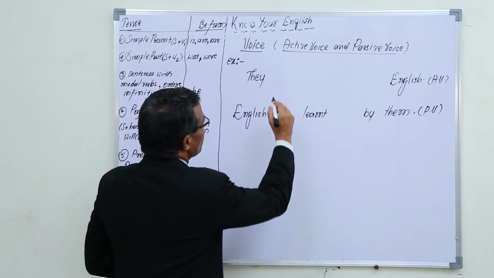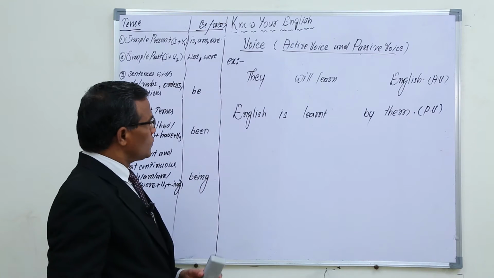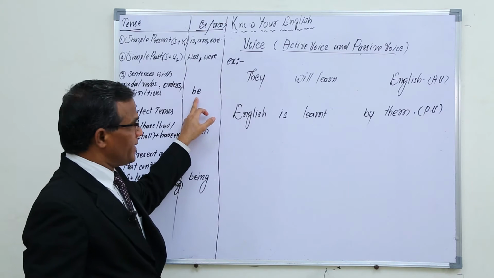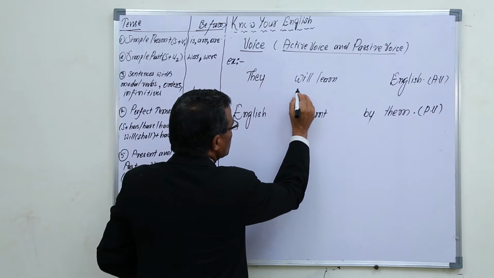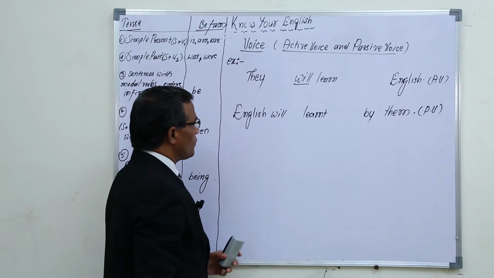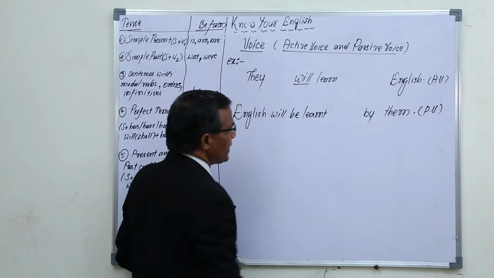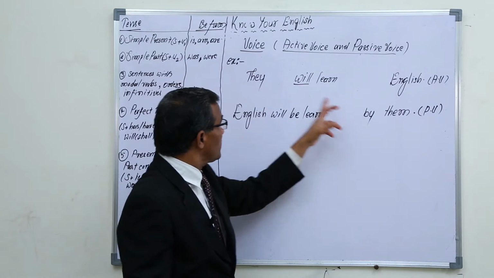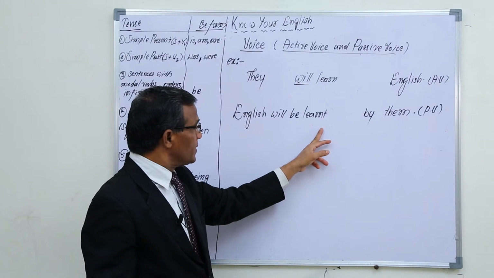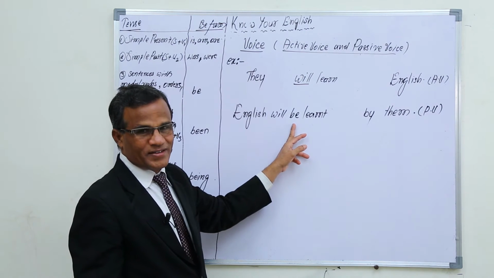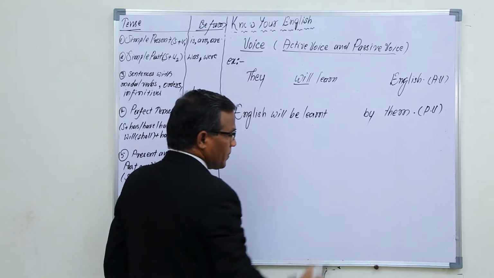Modal verbs, for example, they will learn. This is future tense. They will learn English. When modal verbs are there, the be form is be. Only this is changed. They will learn English. English. To show that it is future, we have to use will again. English will. Then before this V3 form, we have to use the be form. Be. English will be learnt by them. As you observe, them is the same, English is also the same, and the third form is also the same. The only thing we observe here is that we are changing only the be forms. So they will learn English becomes English will be learnt by them.